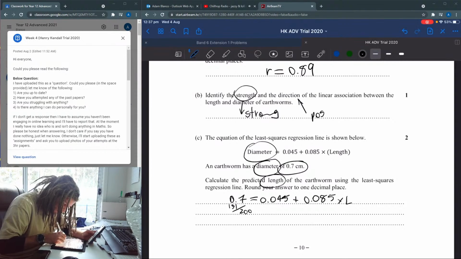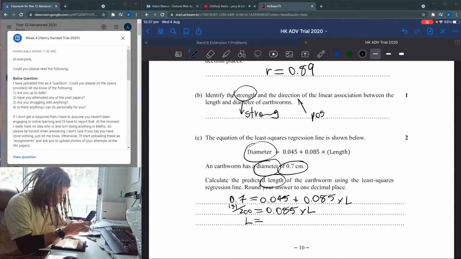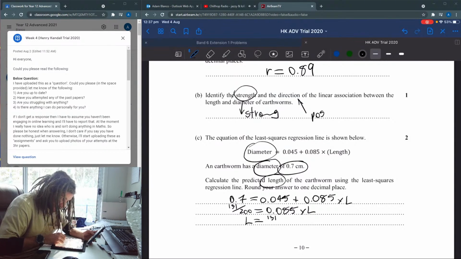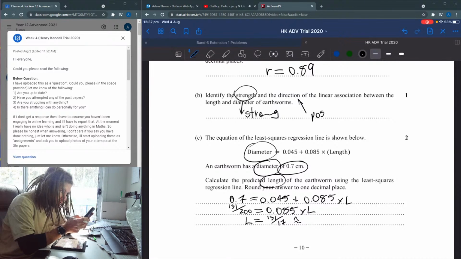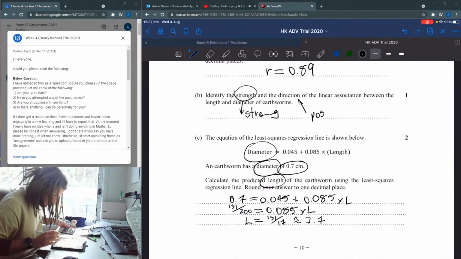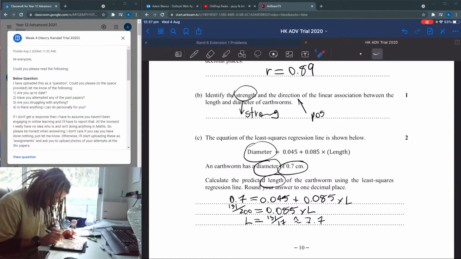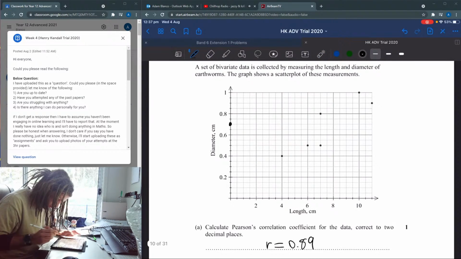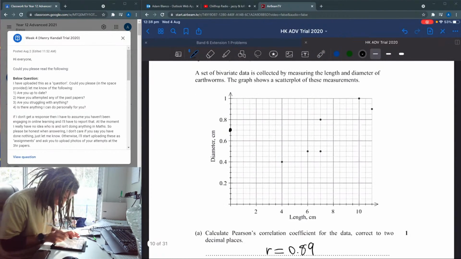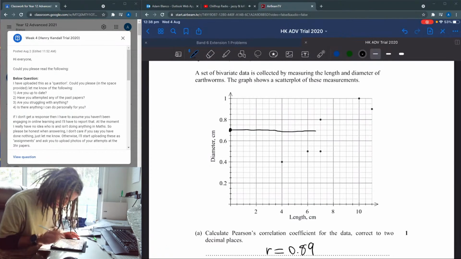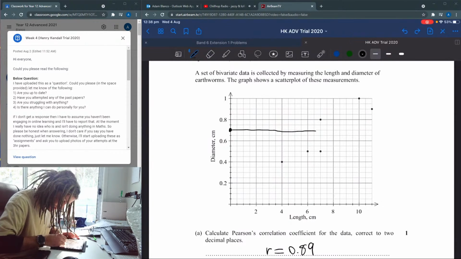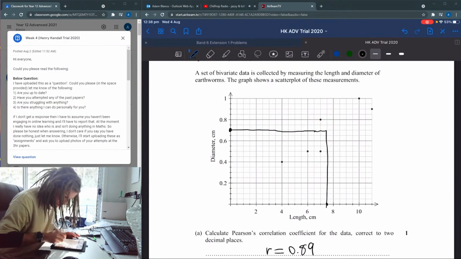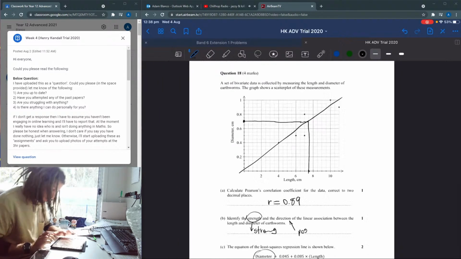131 on 200 equals 0.085 L. That means L equals 131 on 17, which is approximately, rounded to one decimal place, 7.7. Does my answer make sense? 0.7 is here, and 7.7 is here. Do we think the line would cross that point? Potentially. Then I'm pretty happy.